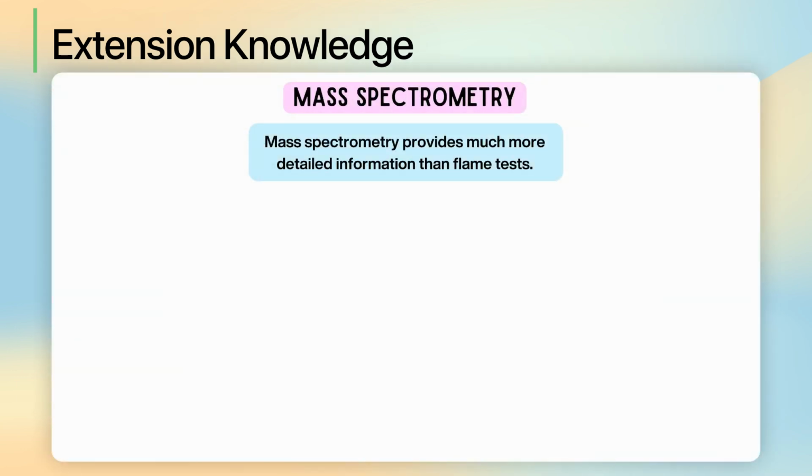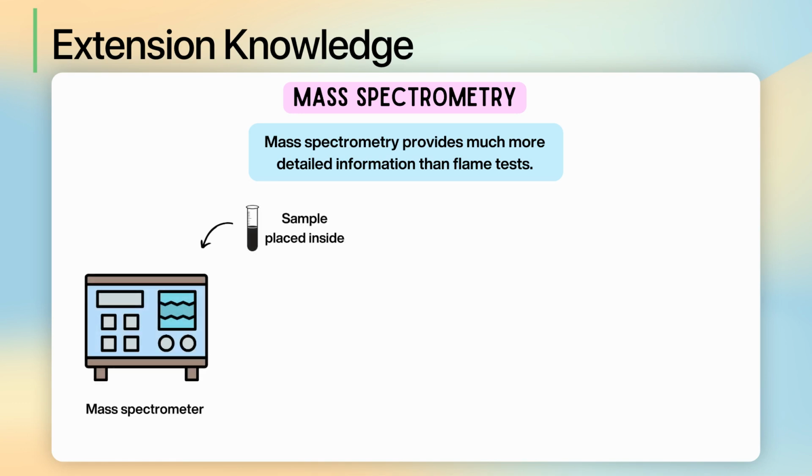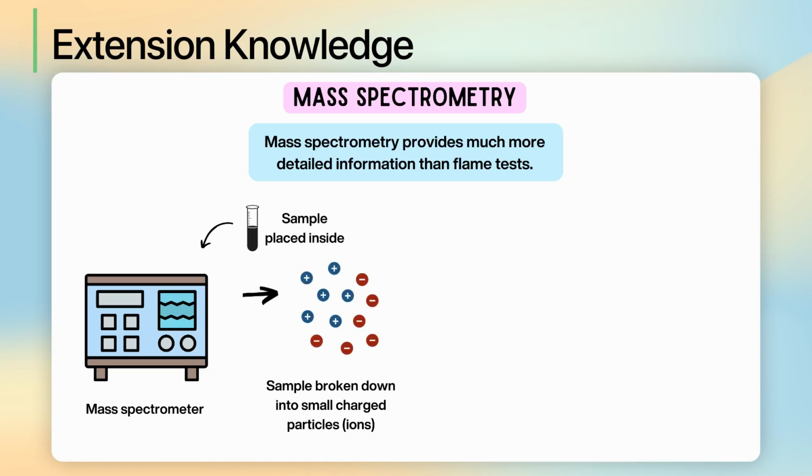Let's look at some extension knowledge on mass spectrometry. Flame tests tell us what metals a sample contains based on the color the flame produces. Advanced analytical techniques such as mass spectrometry provide much more detailed information. When a sample is placed into a mass spectrometer, the mass spectrometer will break down the sample into smaller charged particles known as ions. Each ion has both a mass, how heavy it is, and a charge, often positive.